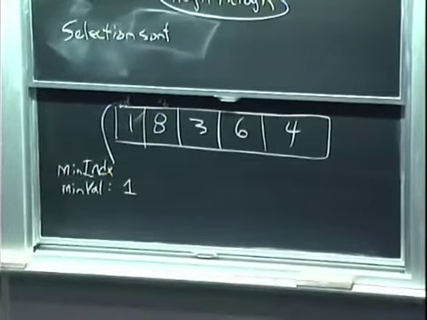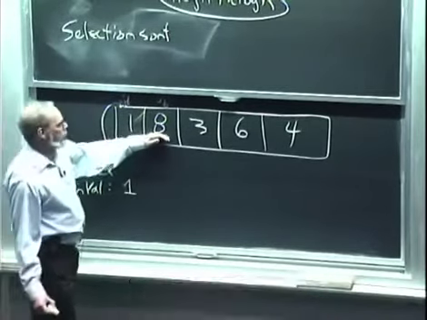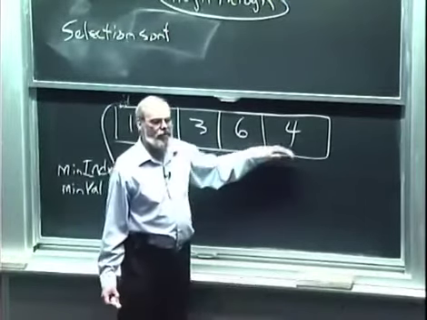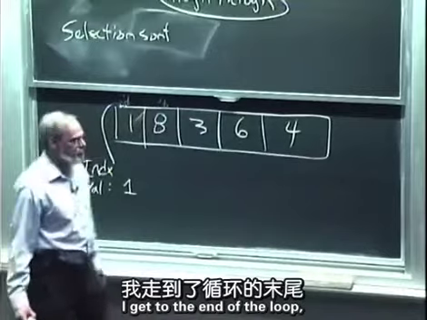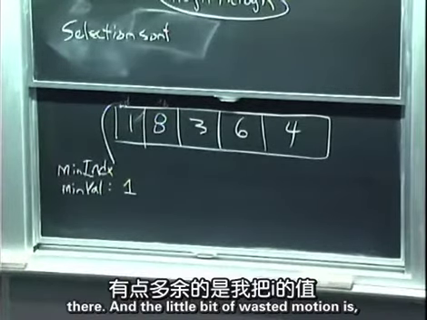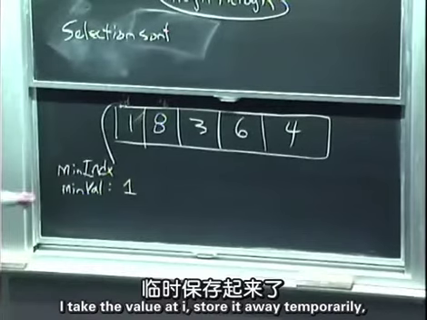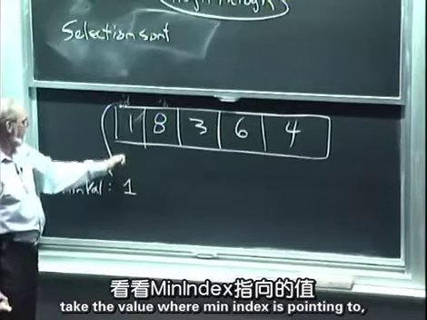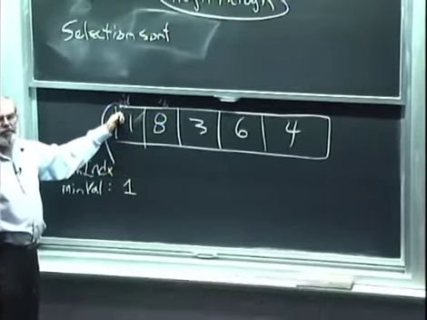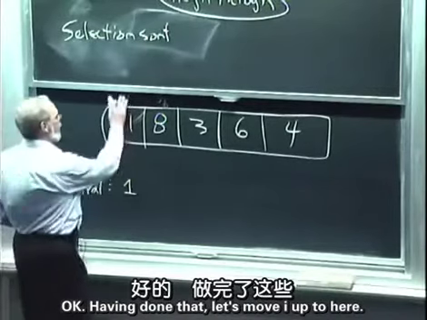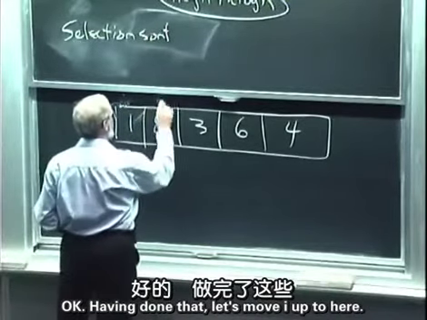All right, so let's walk this. Min value is 1. Is 1 bigger than 8? No. I move j up. Is 1 bigger than 3? No. 1 bigger than 6? No. 1 bigger than 4? No. I get to the end of the loop, and I actually do a little bit of wasted motion there. The wasted motion is, I take the value at I, store it away temporarily, take the value where min index is pointing to, put it back in there, and then swap it around. Okay, having done that, let's move I up to here.